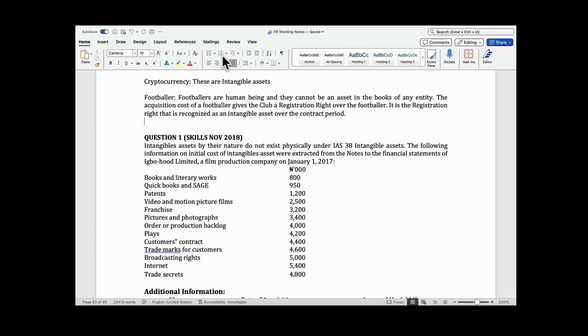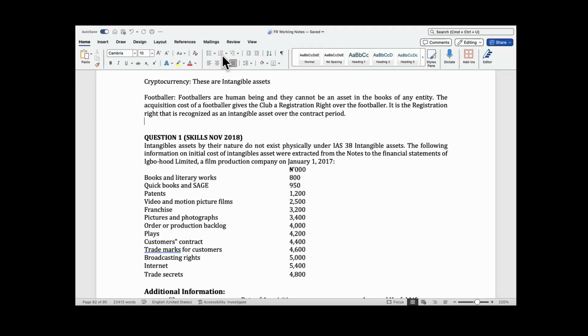So there's something we call capital work in progress, especially when a company is building their own structure and they are still working on it. They put it in the books. As soon as they have completed the project, they classify it to the asset it belongs to. So there's nothing like work in progress intangible.